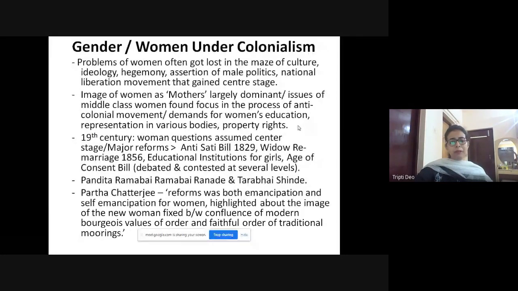But the problem that women directly face gets lost. Even something as small as getting reservation in the political setup has still not been passed, in today's world, by the governments of several parts of the world. I won't even talk about India per se. So women's problems have got lost here and there. And in the maze of culture, ideology, hegemony and assertion of male politics, it could never gain center stage.